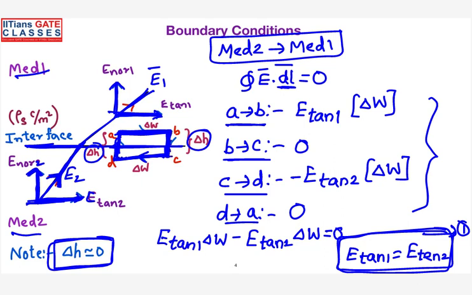You cannot consider delta W equal to 0, because as I mentioned, this is an interface. Interface means it is nothing but a small surface charge. To cover the surface charge, you need not consider a bigger loop, because the thickness of a sheet charge is very small. So you can ignore delta H, the thickness, whereas you cannot ignore the length, because the length of the sheet charge is large while the thickness is small.